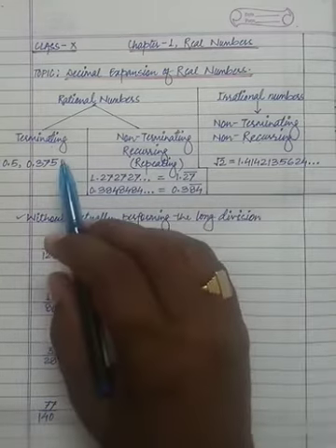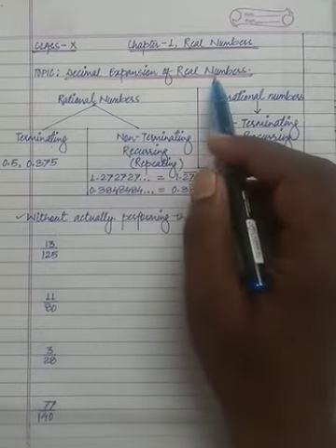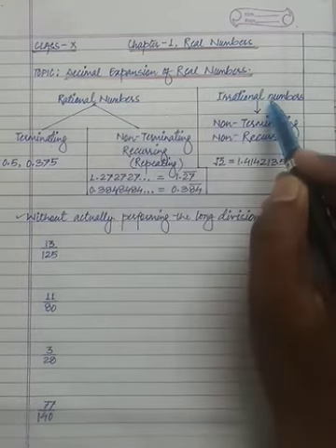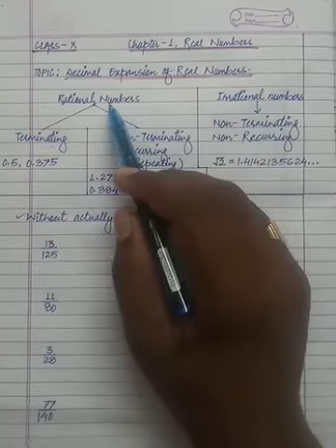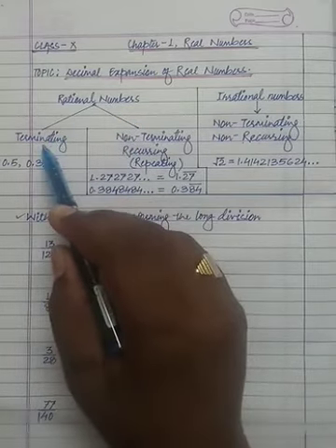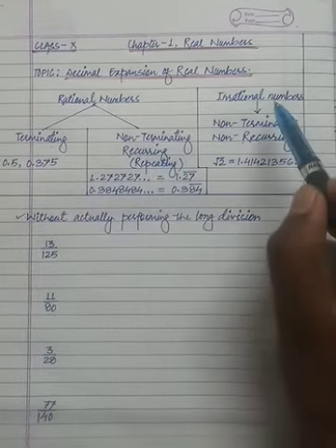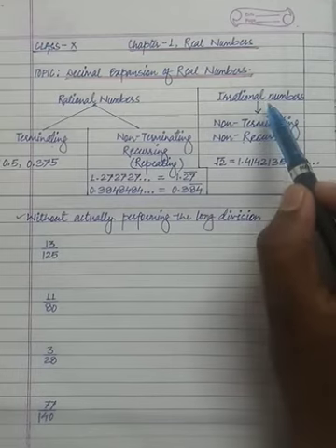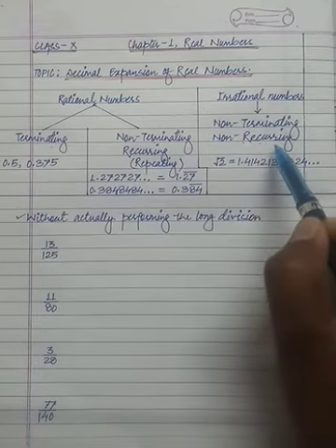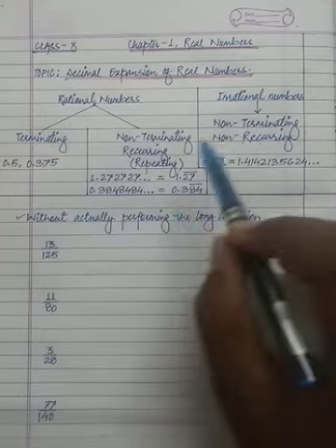Fine. So these are the decimal expansions of any number. What we have learned about real numbers is that real numbers are the combination of rational numbers and irrational numbers. And in class 9th we have learned that rational numbers have two types of decimal expansion: either terminating or non-terminating recurring. And in irrational numbers, we have only one type of decimal expansion, that is non-terminating, non-recurring. I hope you got this, you understood the decimal expansion.